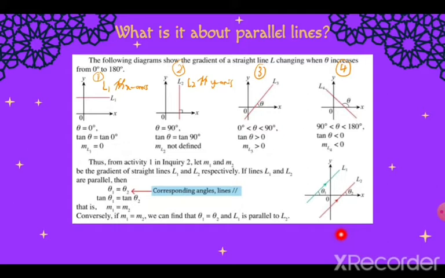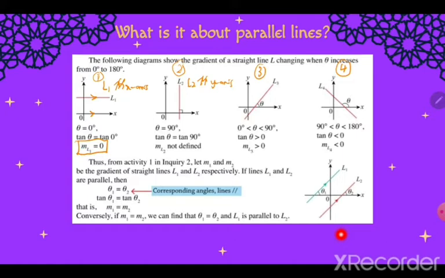Okay, so let's look at line 1. Line 1, again, is parallel to the x-axis. So we can say that theta is equal to 0 degrees. So tangent theta is equal to tangent 0 degrees, which gives us the gradient of line 1 is equal to 0. If you see a situation in which the line is parallel to the x-axis, bear in mind the gradient must be equal to 0.